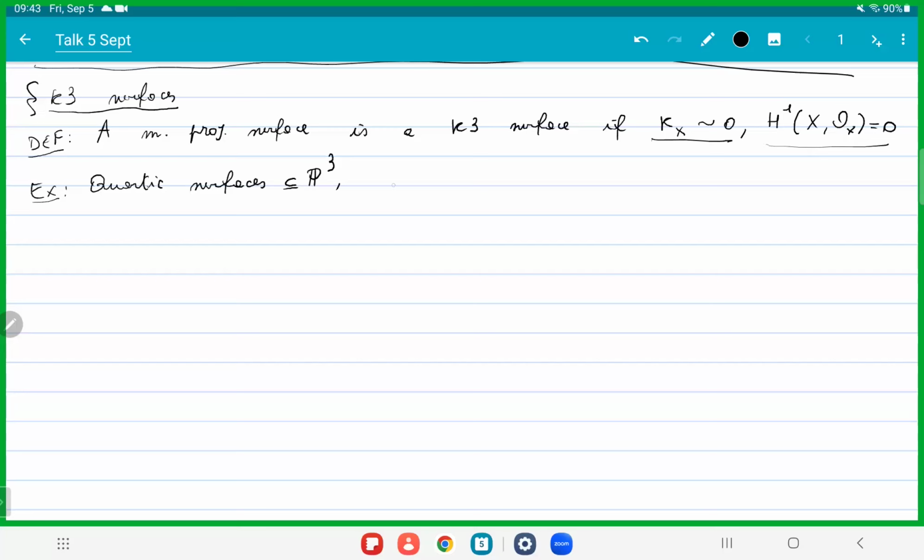So if you like equations, you can think of x0 to the 4 plus x1 to the 4 plus x2 to the 4 plus x3 to the 4 equals 0 inside P3. And this is going to be a K3 surface. We just need to check that it's smooth, but that's pretty easy. So it's a K3. And actually, it's a very special K3. But we're going to come back to quartic surfaces throughout the talk.